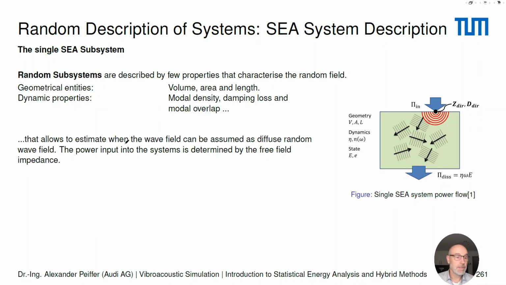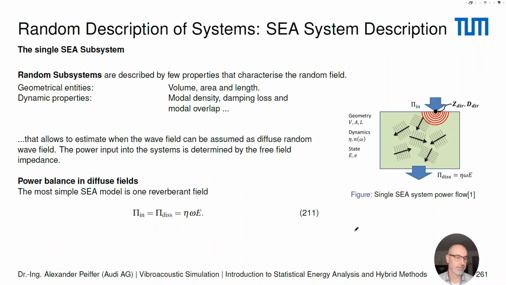This allows us to estimate what the properties of this wave field are and if it can be assumed as a diffuse random wave field. The power input into the system for any source is given by the free field impedance, as mentioned in all the discussions before. The main parameter here is the modal overlap. So when I'm just exciting a random subsystem, it behaves, especially in the ensemble average, like the free field. So a source here in a random subsystem does not see all the other boundaries. It just behaves as a free field.